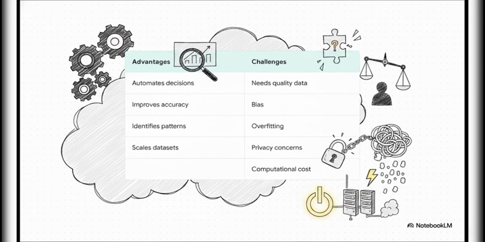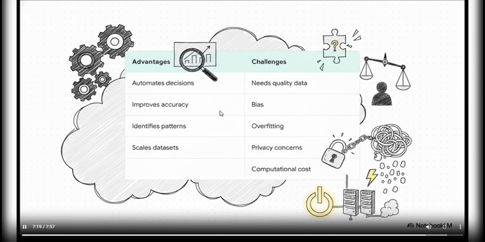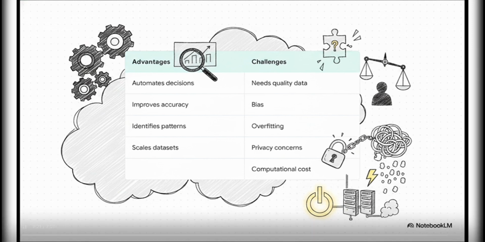We constantly have to fight overfitting, which is where a model gets too specific to its training data and just completely fails in the real world. We also have to architect serious data privacy structures when feeding these models personal information. And finally, the sheer computational cost, the actual electricity and hardware required to run advanced models, is immense.